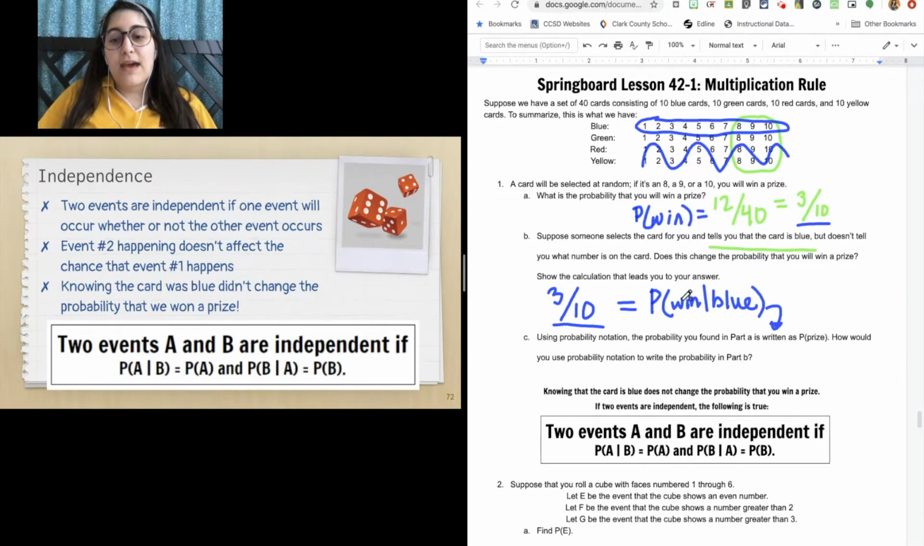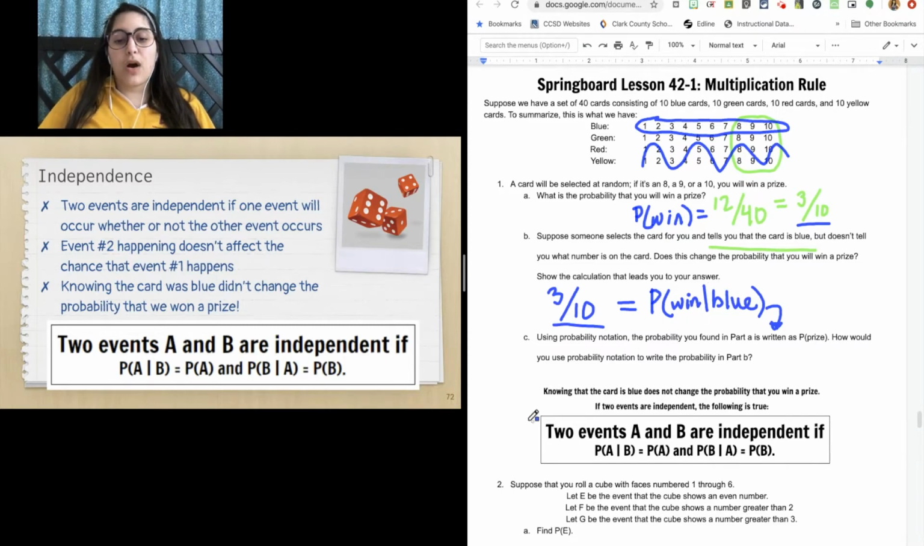Okay. And then in the second one, I introduced a restriction and I told you that the card was blue, but that did not change the outcome, right? Me knowing that the card was blue didn't really matter. So this event occurring, the blue restriction being put on there, did not change the chance that I was going to win. Okay. So that is what independence is.